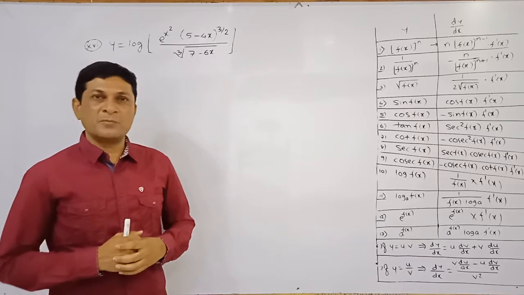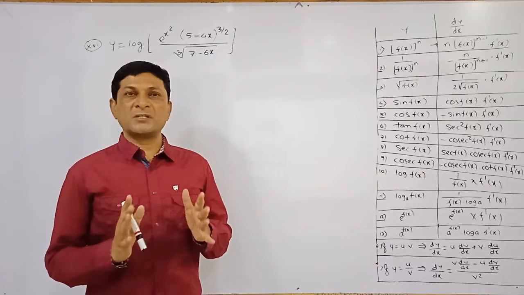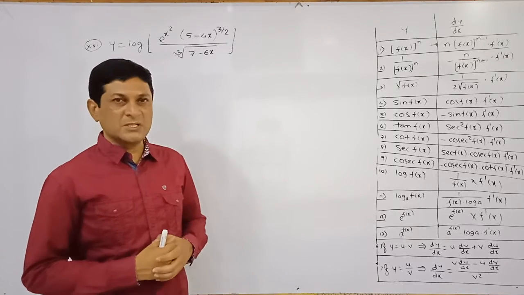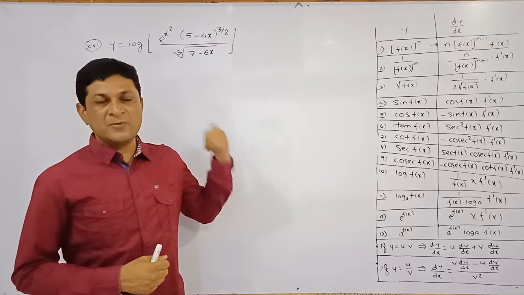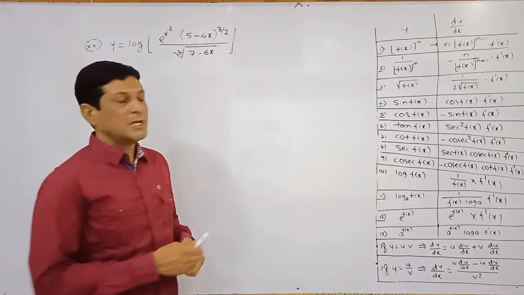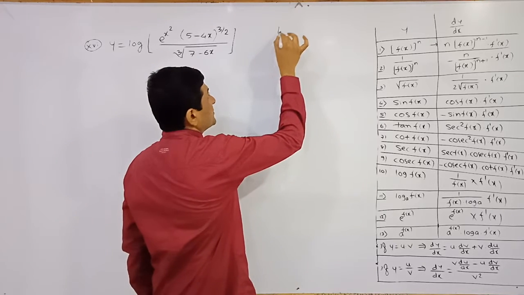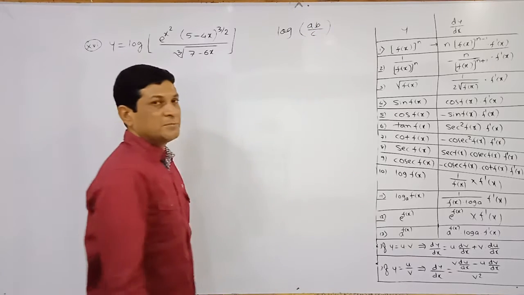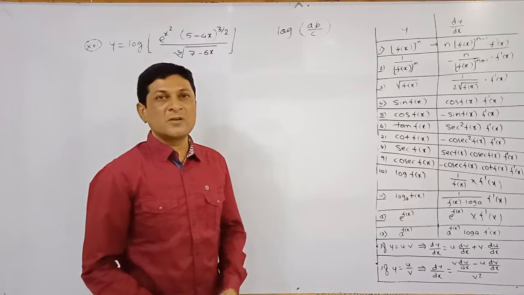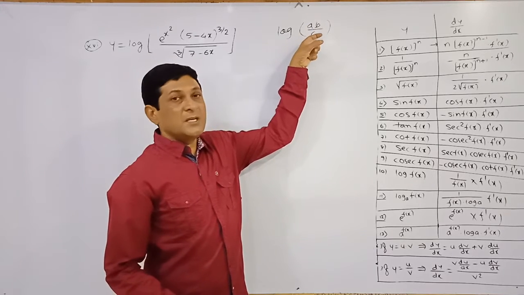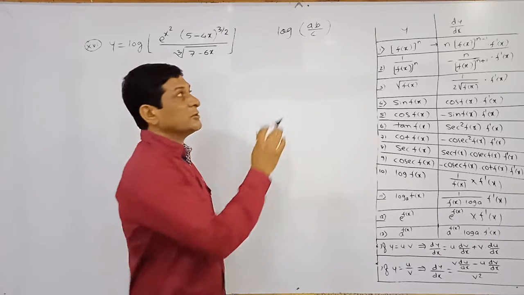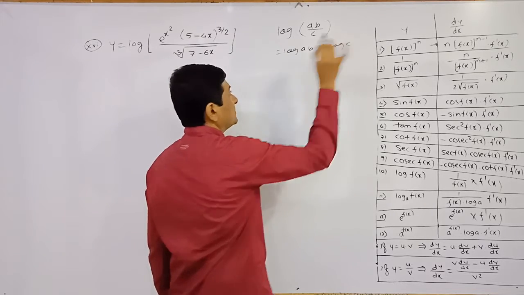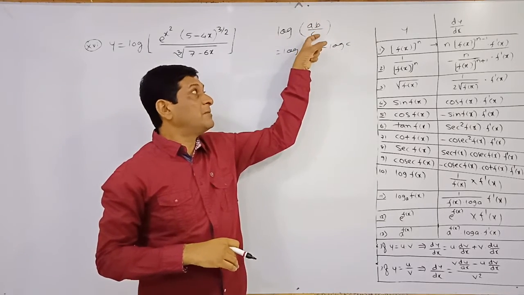In the last 2-3 examples we have seen that whenever the function is logarithmic, first simplify it using the laws of logarithm and later apply the formula to find its differentiation. So here also we first simplify the given expression using the laws of logarithm. Try to understand here. Suppose the expression is in the form of log of a b upon c. According to the laws of logarithm, log of a upon b can be written as log a minus log b. So it can be written as log ab minus log c.